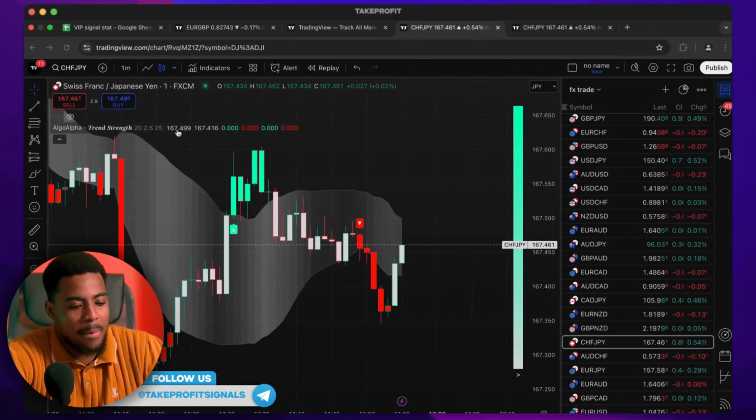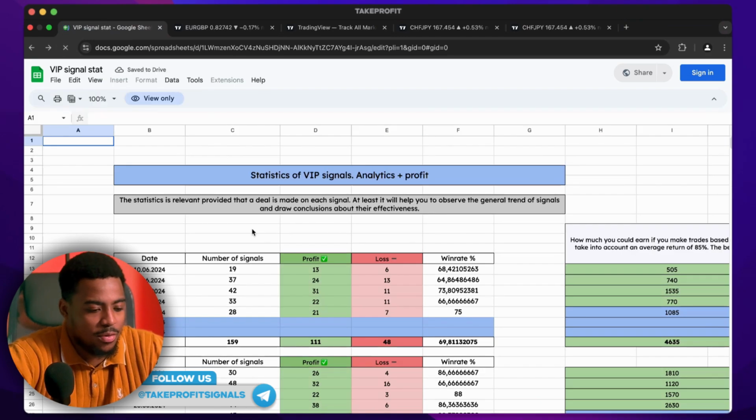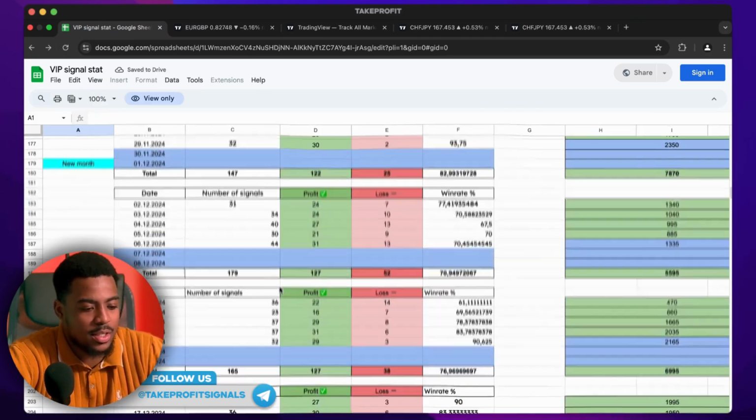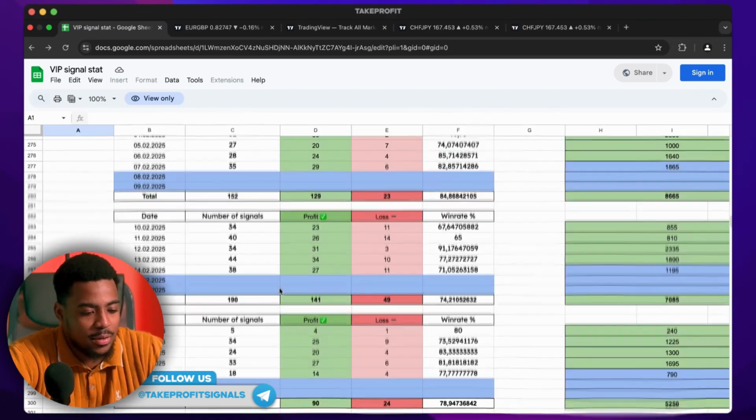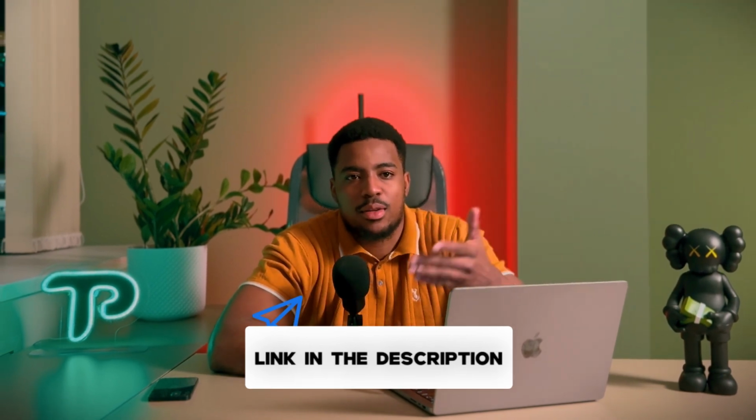And this is, by the way, the daily signal statistics of this robot. Let's refresh the page. Here we can see its results for each day. Let's say that today we have 14 pluses and only 4 minuses. This is a very good statistic. If you want to test it out, follow the link from the description.